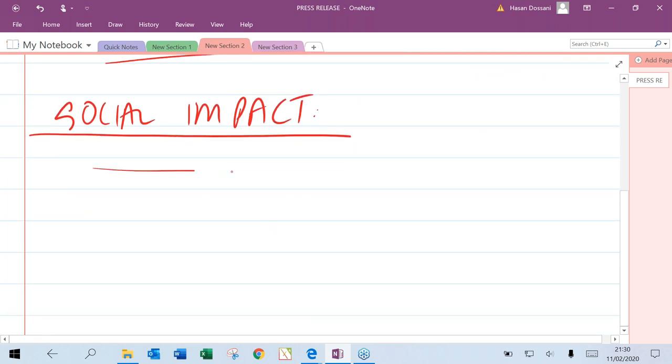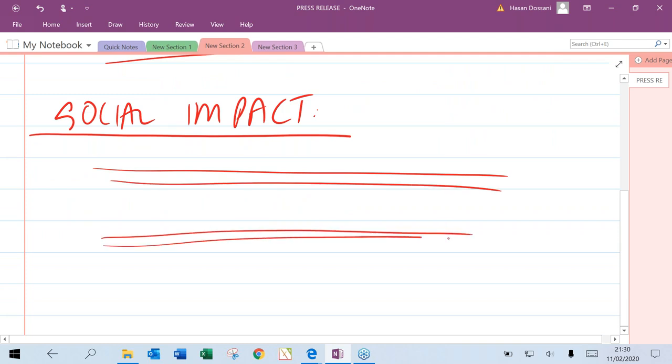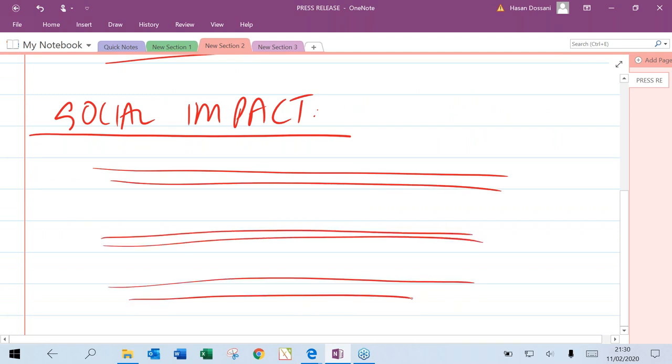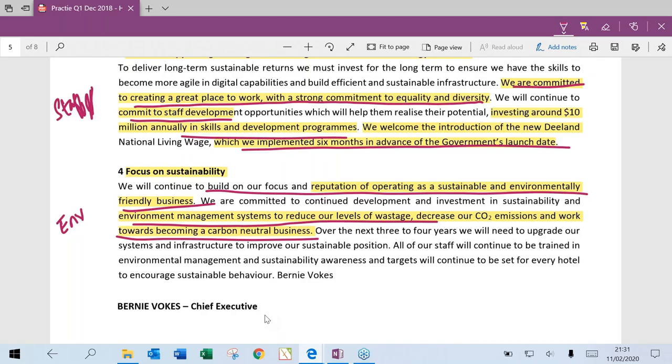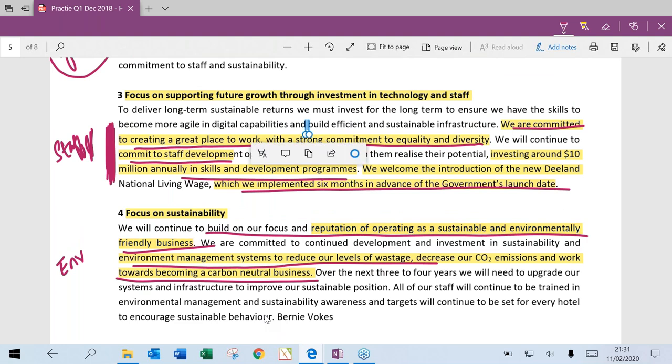And then you need to write 2 or 3 small paragraphs talking about what we have done. Okay, all the good points we have done. And where can you guys find all the good points I just showed you? We can pick up good points from exhibit 1, that highlight is committed to creating a great workplace, a strong commitment to equality and diversity. We have invested around 10 million annually in skills development programs and all these things.